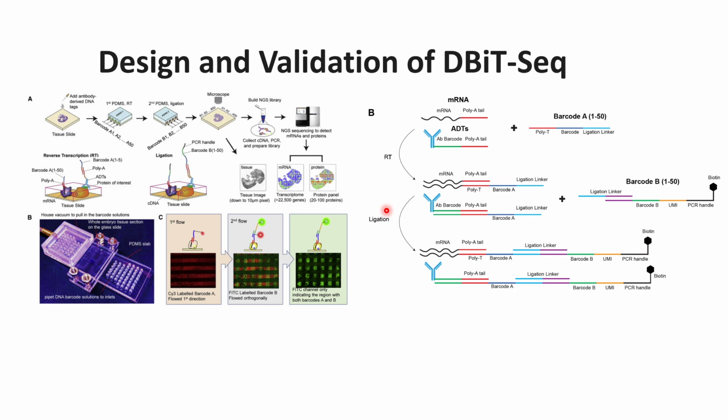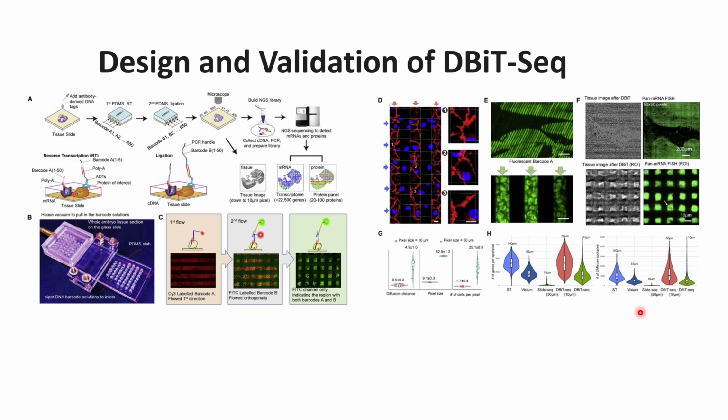After this second PDMS ligation, the whole sequence looks like this: the mRNA with barcode A, barcode B, the unique molecular identifier, and the PCR handle, which is essential for the NGS sample preparation. And the antibodies contain the antibody barcode and barcode A with barcode B, the unique molecular identifier, and the PCR handle. So this is how these barcodes are attached to each other.